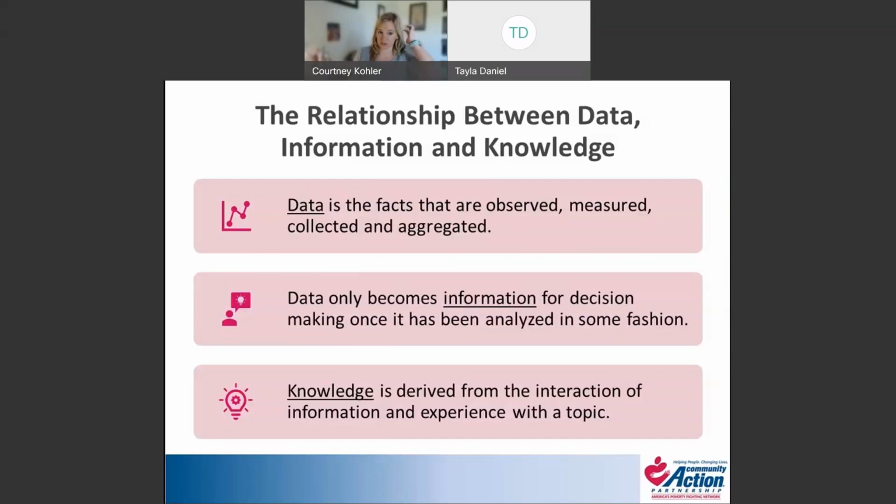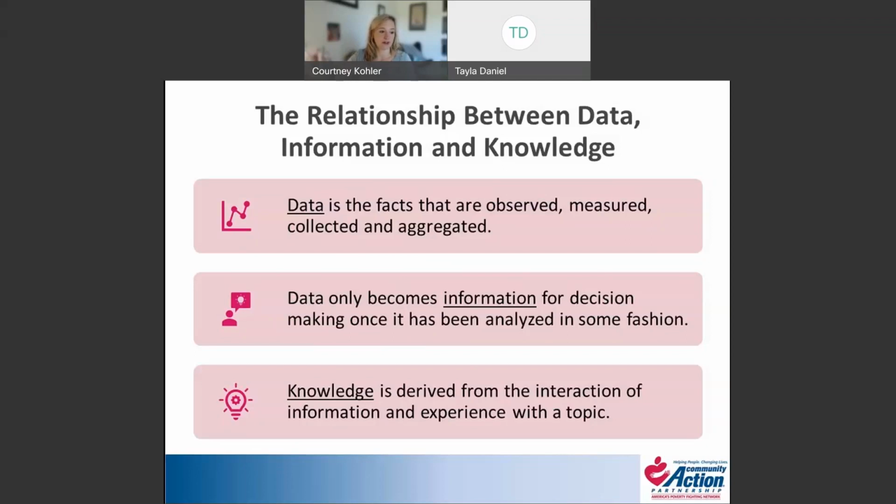In talking about this relationship between data, information, and knowledge, I just want to remind you, and some of you may have seen this before if you've been in some of our other trainings, that data by itself is just raw data, and so it's really just the facts that are observed, measured, collected, aggregated. But you really have to do something with the data, and it only becomes information for decision making once it's been analyzed in some way. And then knowledge is really derived from the interaction of information and experience on the topic. So then that's really where it's most useful.